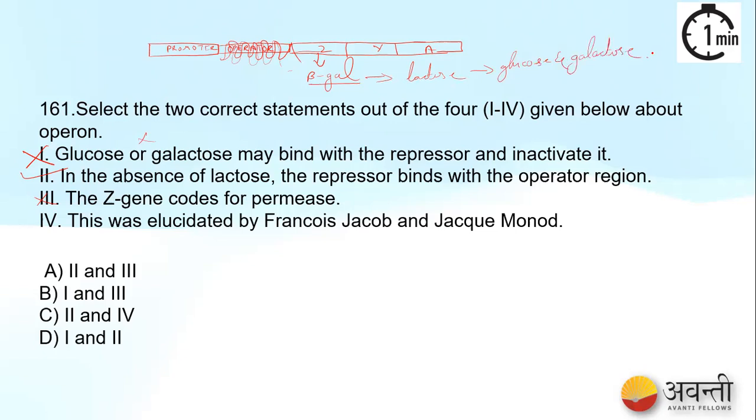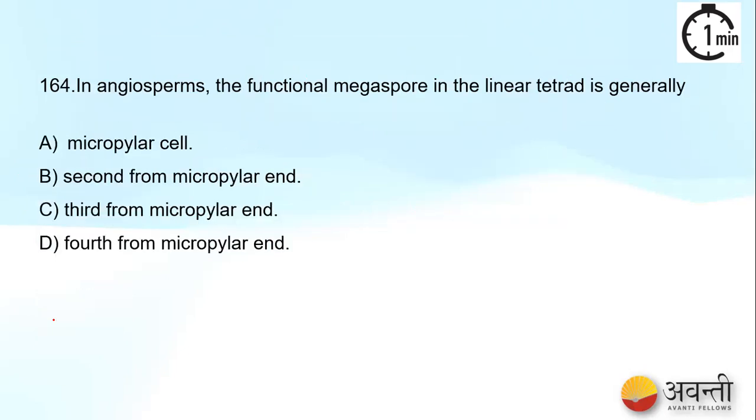Okay. So that is why this option is also wrong. So basically the Lac-Operon model, or the understanding of gene regulation in prokaryotes, was first elucidated by Jacob and Monod. So that is absolutely true. Highly regarded scientists. So statements 2 and 4 are right. So 2 and 4, where do we have? Option C. Yeah, 161, option C is right, students.